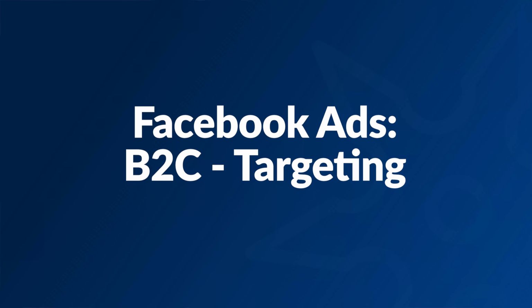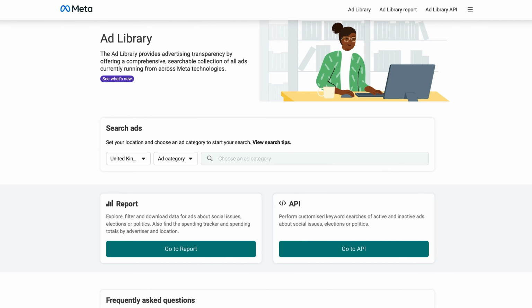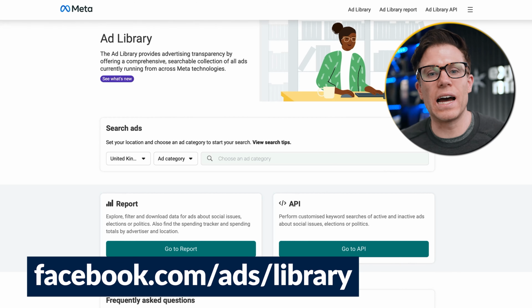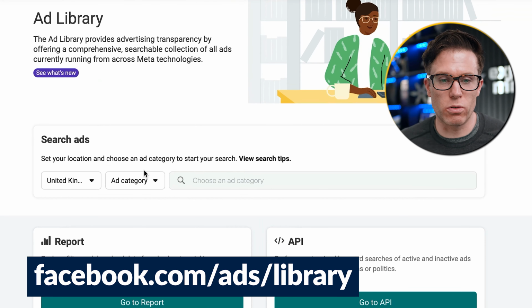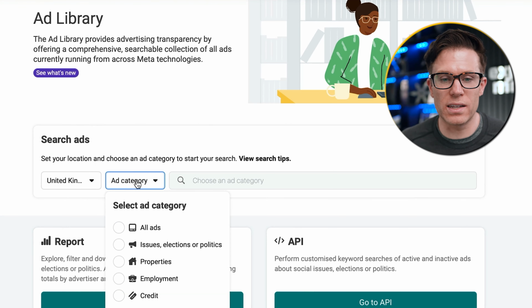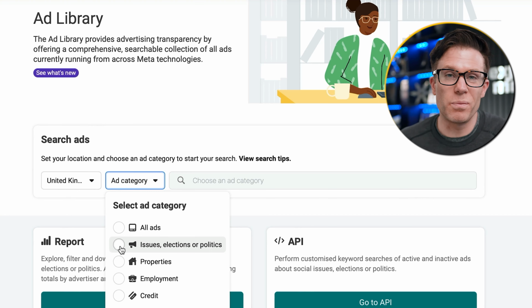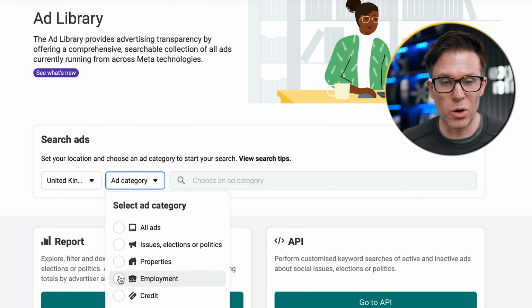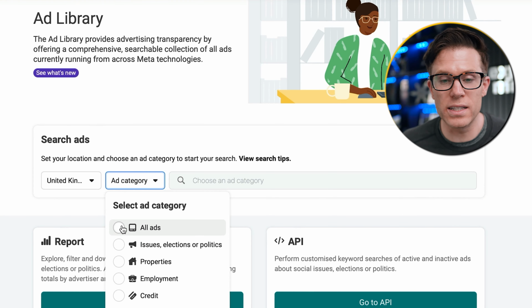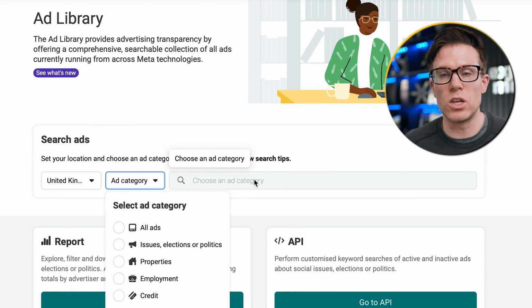Alrighty, so you probably know that Facebook has this ad library which we can use to analyze the ads that any advertiser is running. So just go to facebook.com/ads/library and you'll see this screen. You can choose your location, you can choose your ad category, whether you're looking at political ads, properties, employment, credit. We just normally go for all ads. And then you can put in whatever advertiser you want to look at.